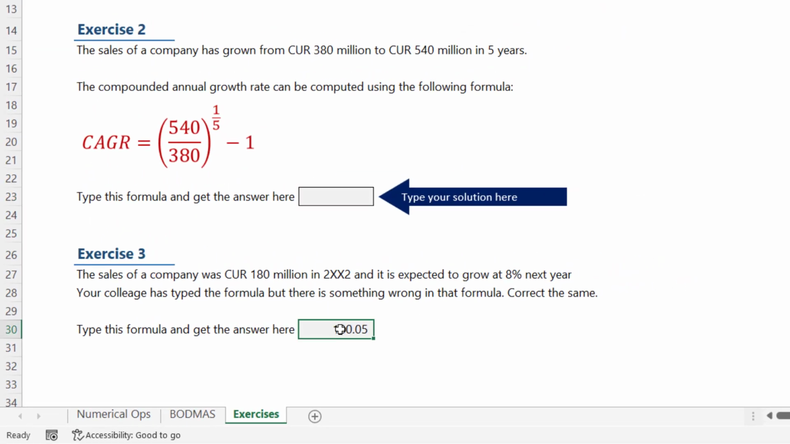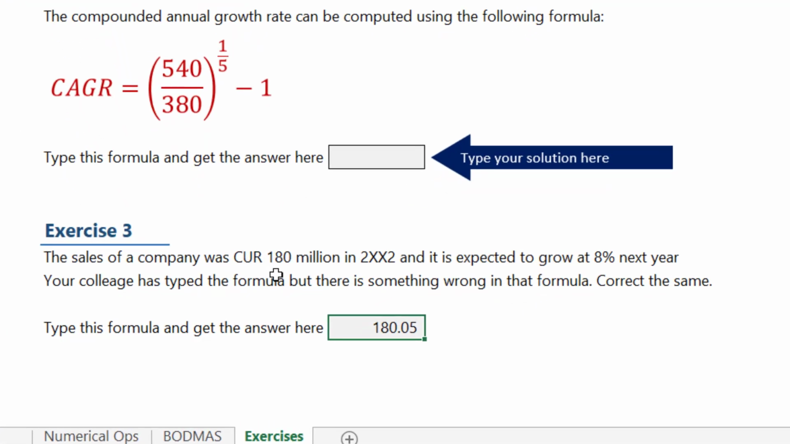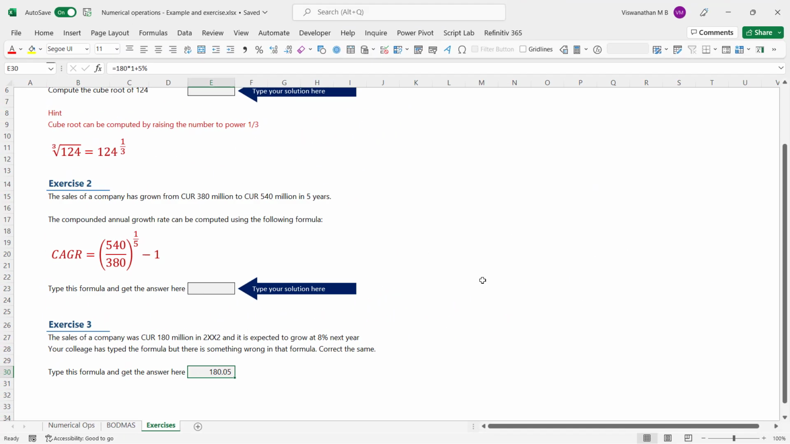And third exercise, we know to work with growth rates. So here is a problem that has been given to us: 180 is my company sales. Sales is expected to grow at 8%, and we need the sales for next year. Your colleague has typed the formula here. Look at this formula and see whether it is correct or not. And if it is wrong, where is the correction that needs to be done? So try it out. The solution for this is available. Once you solve this problem first, then you do have the button to click on to see the final solution. Try it out.